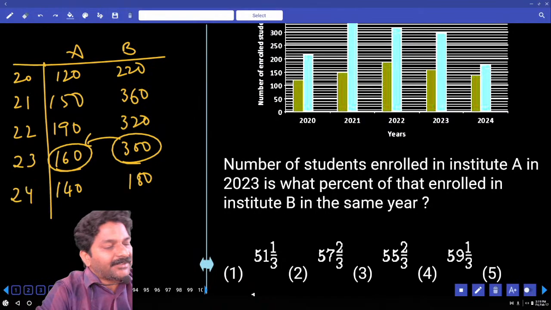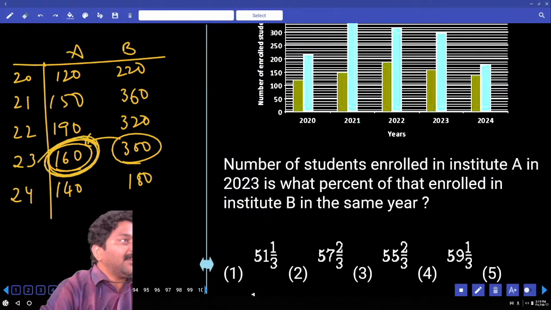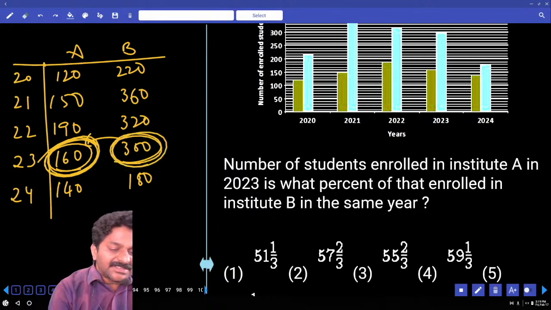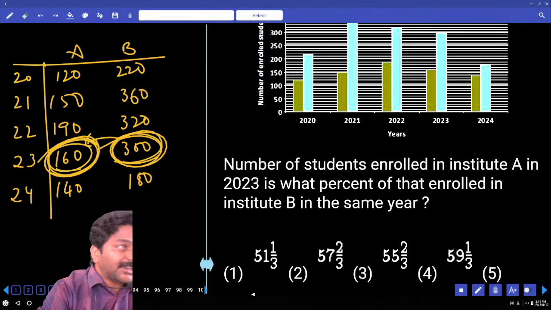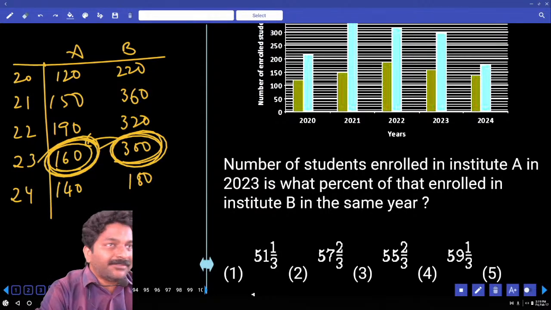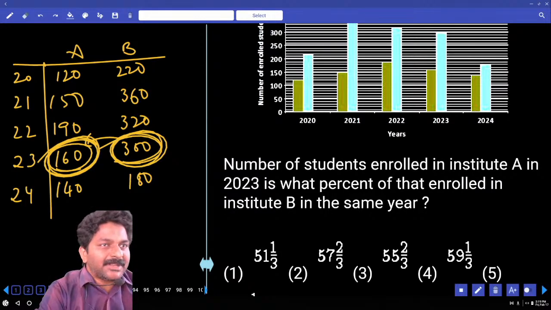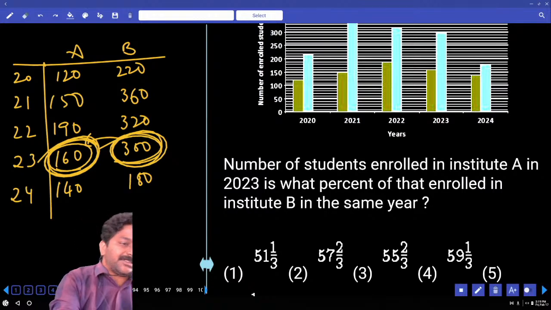What is 50% of 300? 150. Still, how much more do we need to add? 10. What is 10% of this number? 30. But we need to add only 10, right? Which is 1/3 of 30. That means 1/3 of 10%, 3 1/3% plus 50. 53 1/3%. Direct.